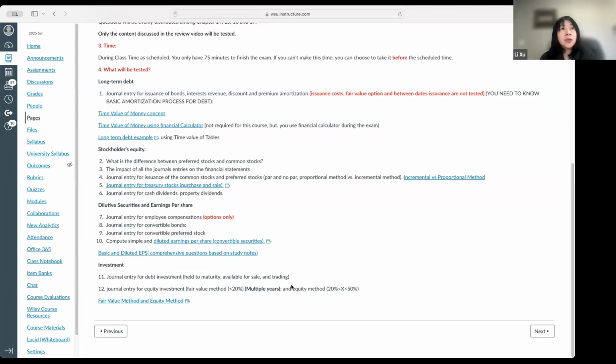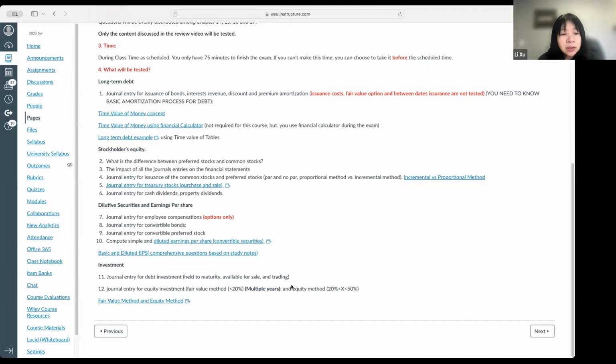Second point, which is a common place where a lot of students make a mistake, is you cannot just write debt or bond in your journal entry. You have to indicate whether this is a debt liability or a debt investment. Okay, same thing with stocks. You cannot just write stock if it's an investment. Okay, you have to write stock investment. You cannot just write stock. Okay.